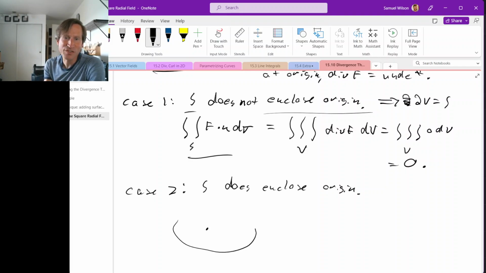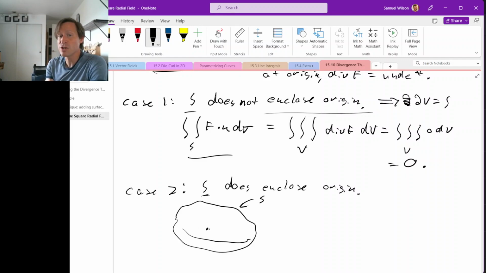So we have some surface, some closed surface that encloses the origin like this. Now we're going to have to evaluate the surface integral manually, so to speak, as a surface integral because we can't use the divergence theorem. The problem, of course, is that we can't evaluate the surface integral directly because we don't know what the surface is, so we can't parameterize the integral. But the divergence theorem is actually going to come to the rescue still. So here's the surface S.